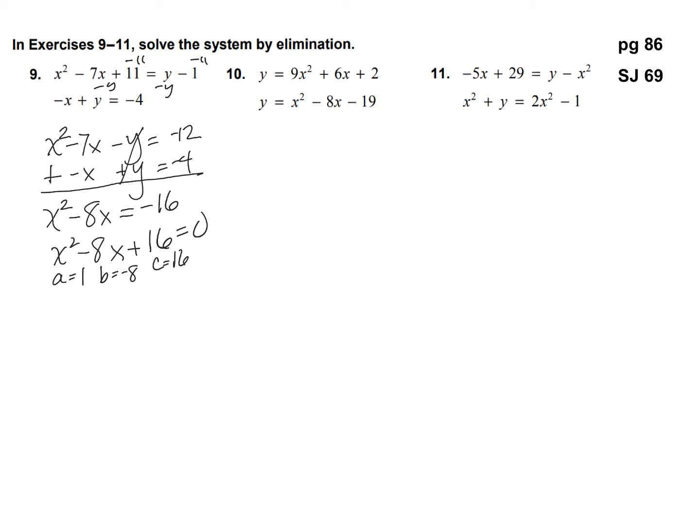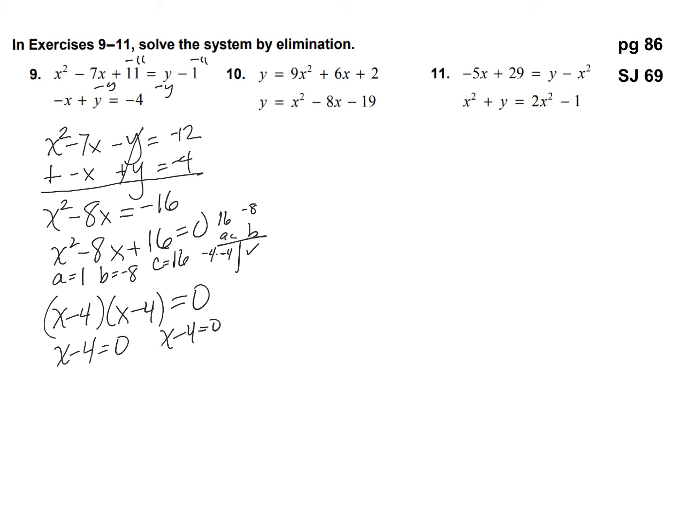Since it will factor, A times C, sum of B, negative 4 times negative 4, then I know I'm going to have two real rational solutions. So x minus 4 times x minus 4. Actually, I may only have one, and we'll see why in just a minute. So x minus 4 equals 0, zero product property. So no matter which way you go, x is going to equal 4. You don't have to do it twice. So that means that they only touch each other. They don't intersect 2 times.